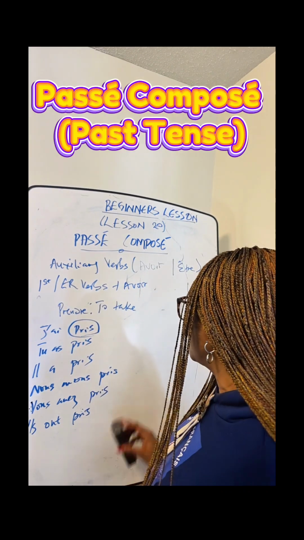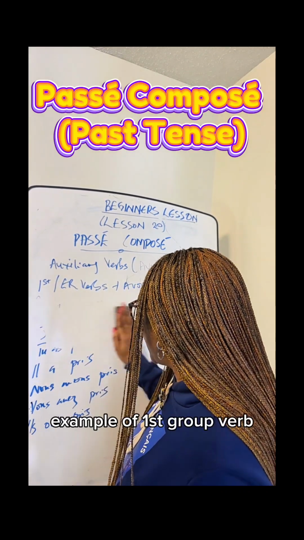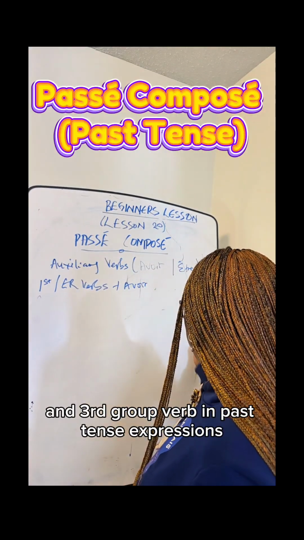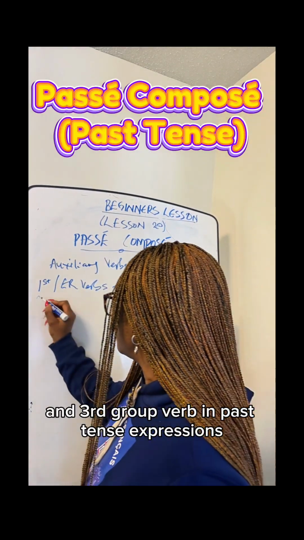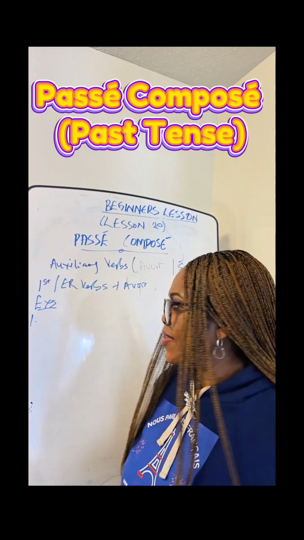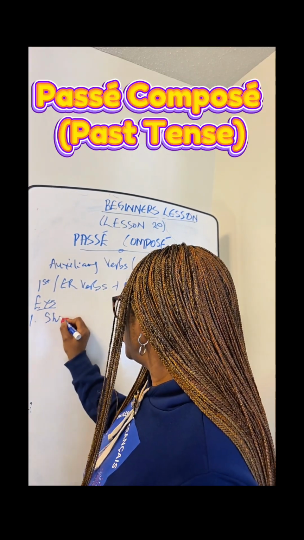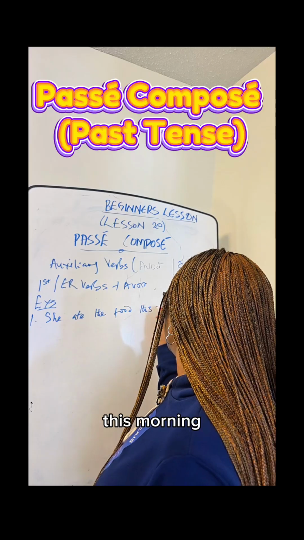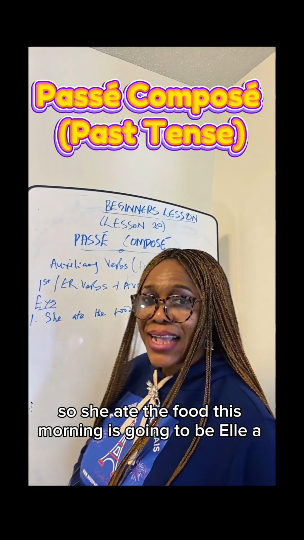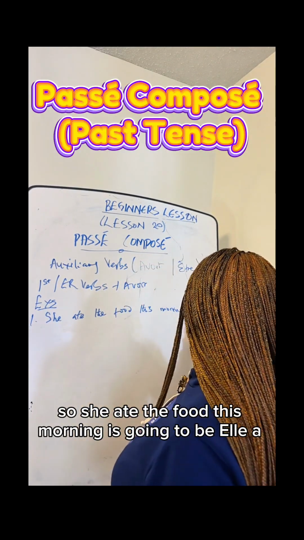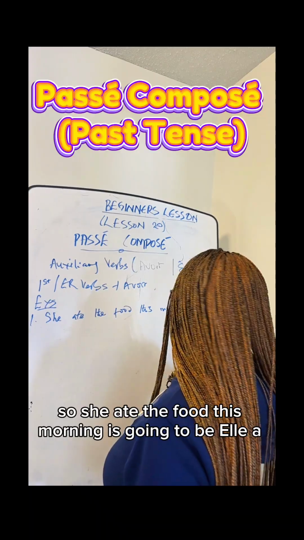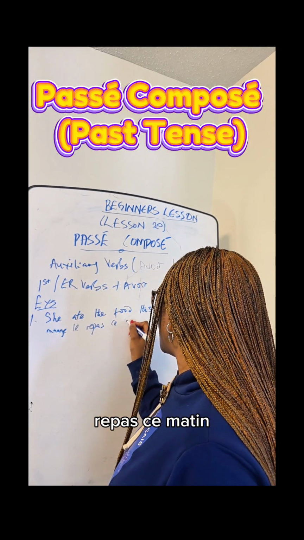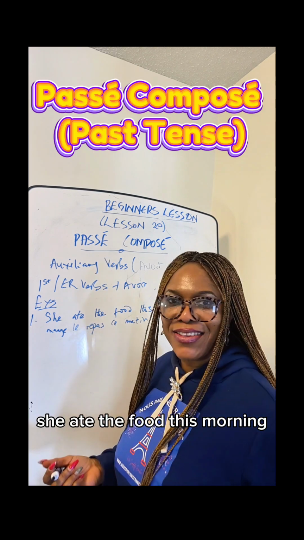So now let's make some sentences using examples of first group verb, second group verb, and third group verb in past tense expressions. Example 1. I want to say she ate the food this morning. So she ate the food this morning is going to be elle a mangé la nourriture ce matin. She ate the food this morning.